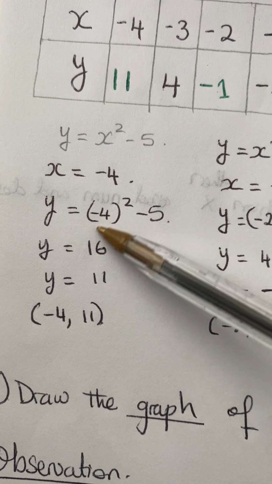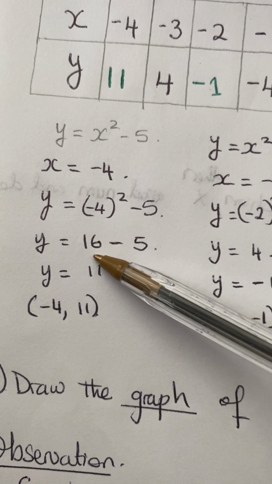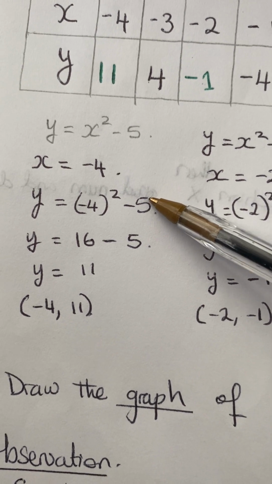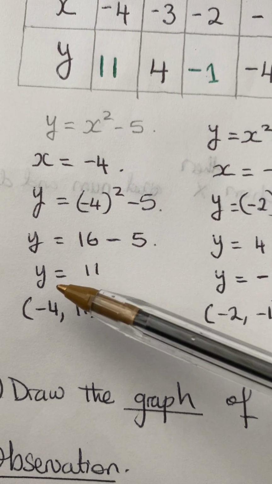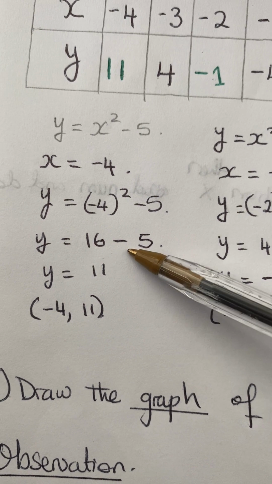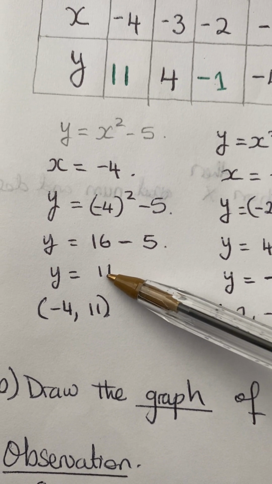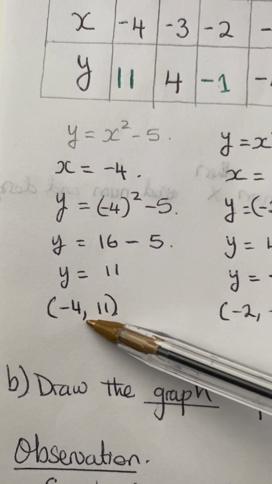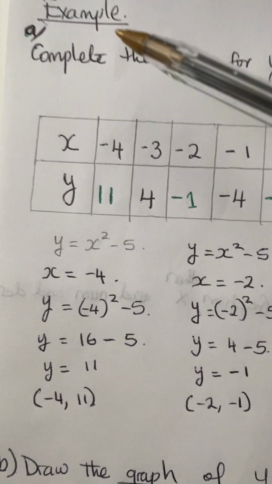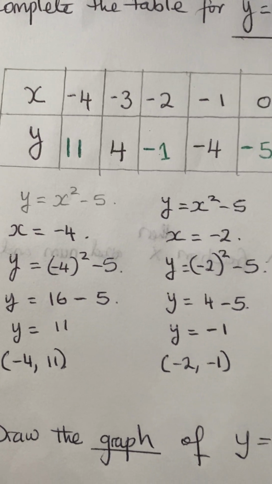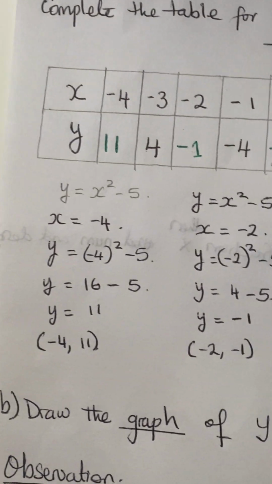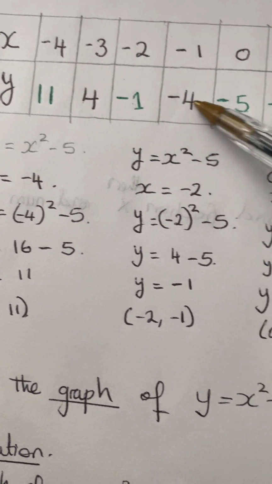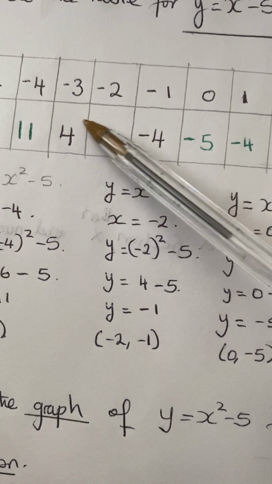When x is minus 4, you have minus 4 all squared minus 5. Minus 4 squared will be 16, then minus 5. So y will be 16 minus 5, which is 11. So the coordinate for the parabola will be minus 4, 11. So here I'm going to put 11. If they give you the table, then you just put in the ones that are missing.